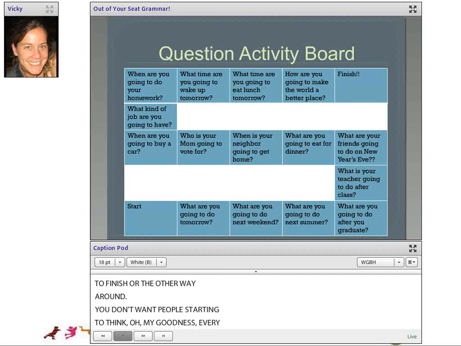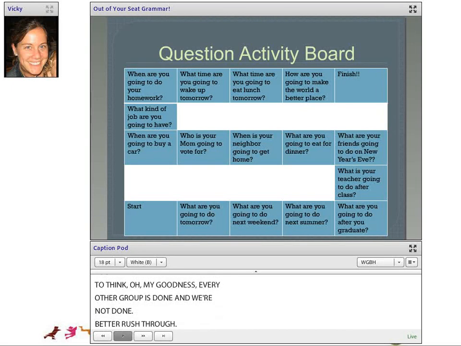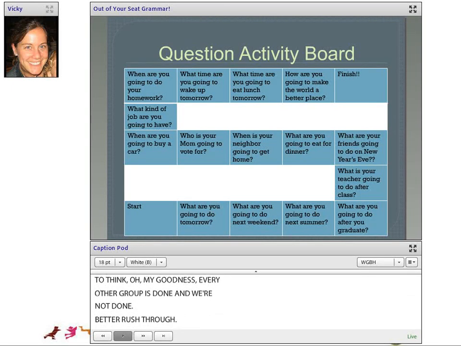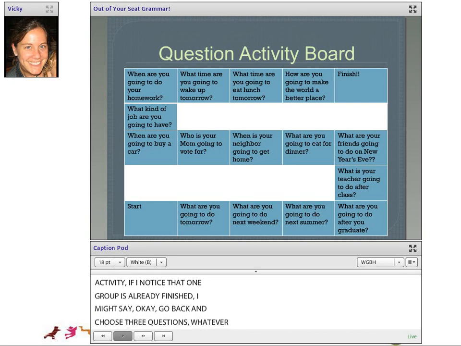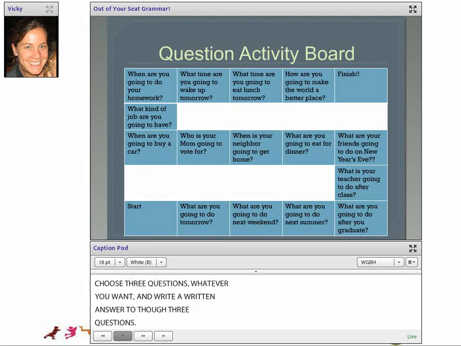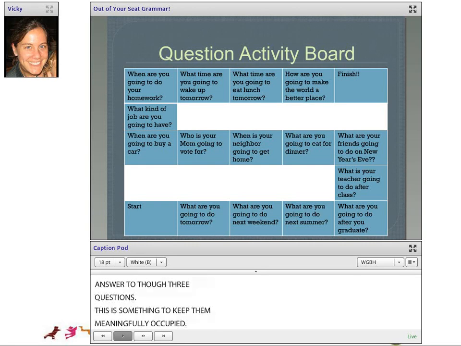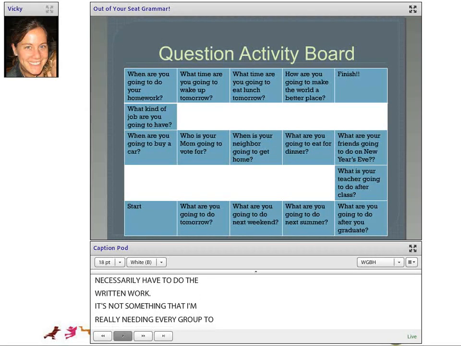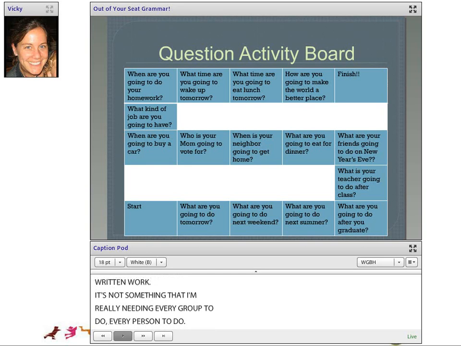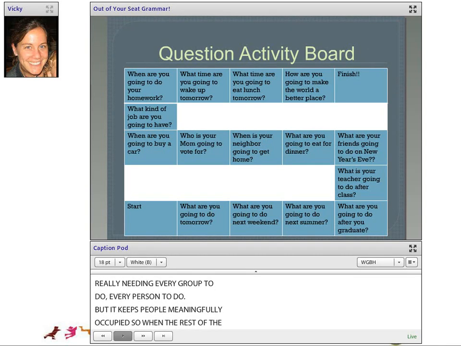So in this activity, if I notice that one group is already finished, I might say, okay, now go back and choose 3 of the questions, whatever 3 you want, and write a written answer to those 3 questions. This is something to keep them meaningfully occupied. Now when the other groups finish up, they don't necessarily have to do the written work. It's not something that I'm really needing every group to do, every person to do, but it keeps people meaningfully occupied so that when the rest of the groups do finish the main activity, we can all then move on together.